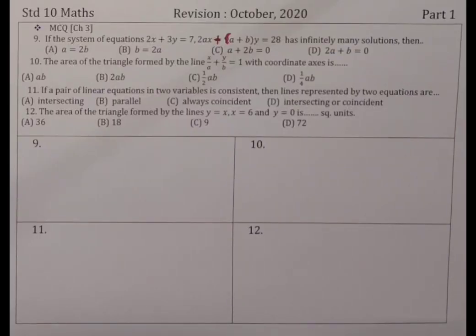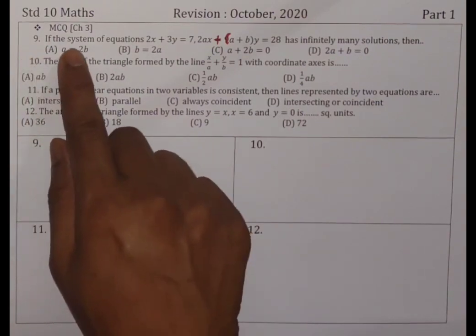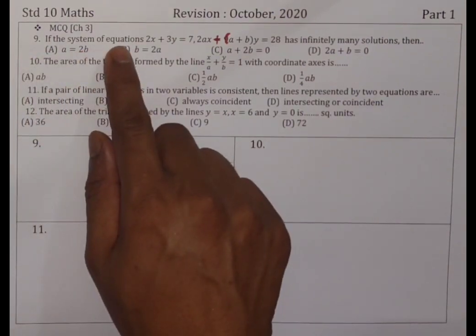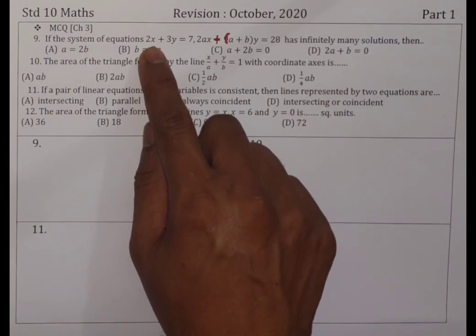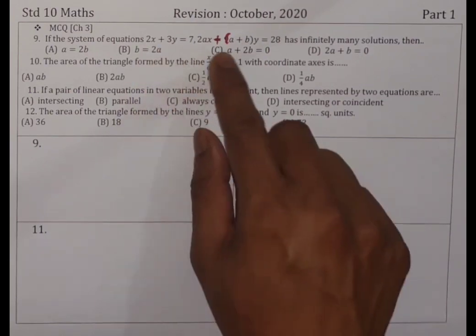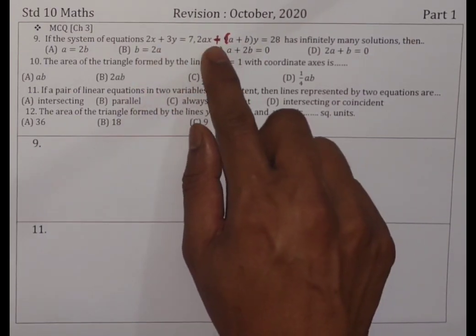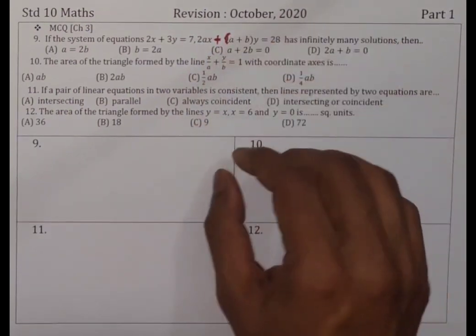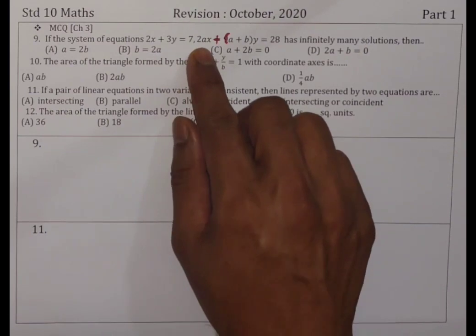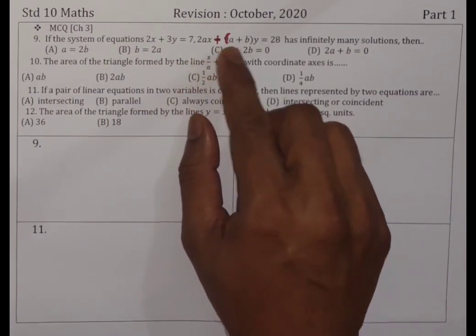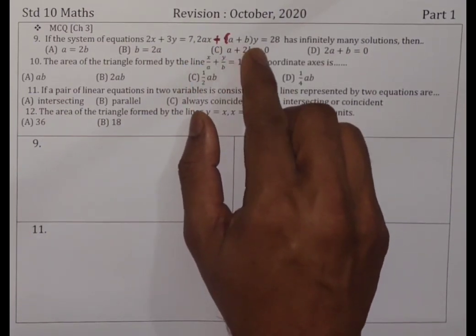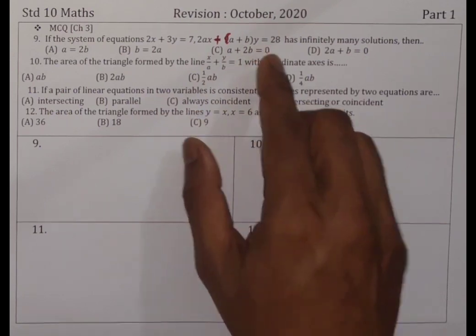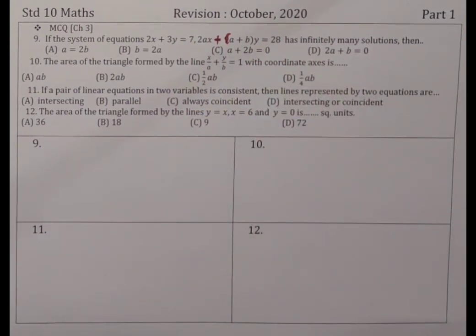Alright, so moving on to the next one, and that is number 9. If the system of equations, so you have a pair of linear equations. First, 2x plus 3y equal to 7. And there is a correction here: instead of the plus sign, this is actually a bracket. So the second equation is 2ax plus (a plus b)y is equal to 28, has infinitely many solutions.